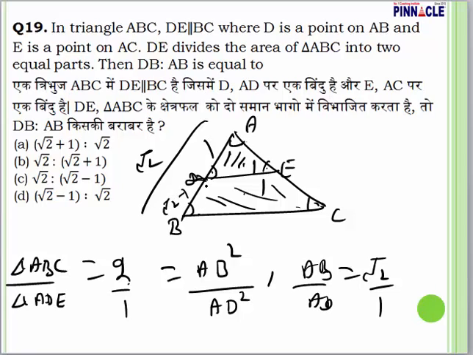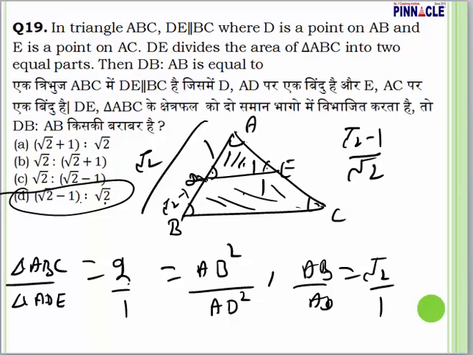So what is the question? DB is √2 - 1, and AB is √2. This is the ratio, √2 minus 1 to √2. So D should be the answer.